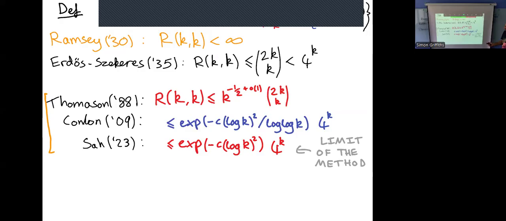So Conlon got an improvement of a constant log k squared over log k in the exponent, and Sahasrabudhe managed to get rid of the log k by doing the details even more carefully, with nice ideas about putting it in the language of graph books. And it really is like the limit of the method. It's definitely interesting to know, when you apply a method to a problem, and a method that even has many other applications in graph theory. Quasi-randomness is also interesting in quasi-random groups, quasi-random permutations, lots of other settings. It's nice to know when you push a method as far as it can go.